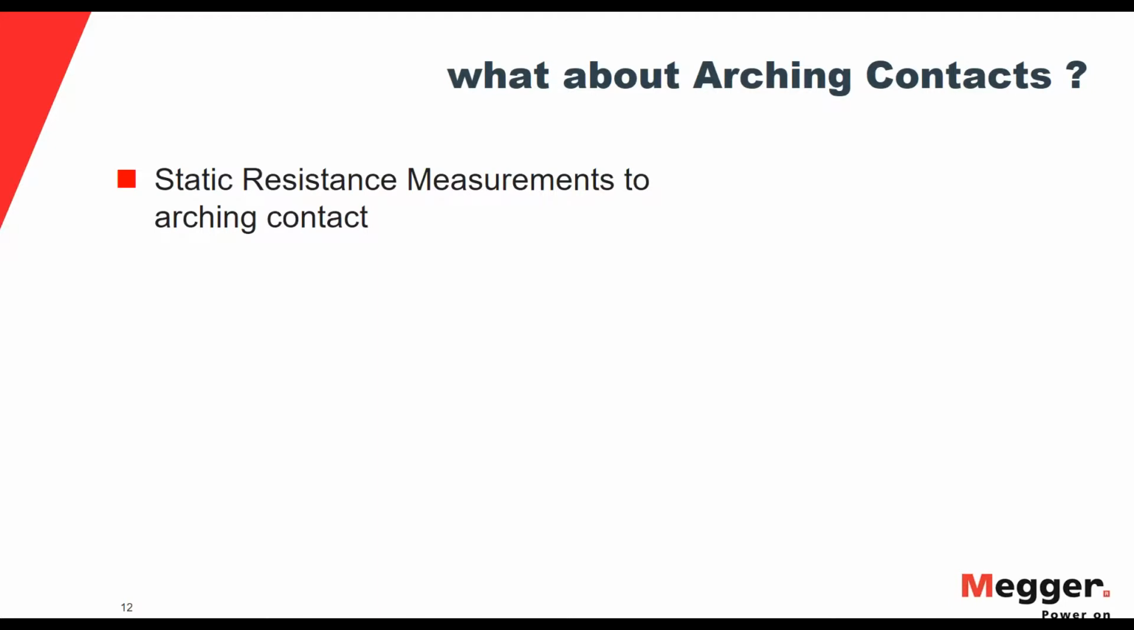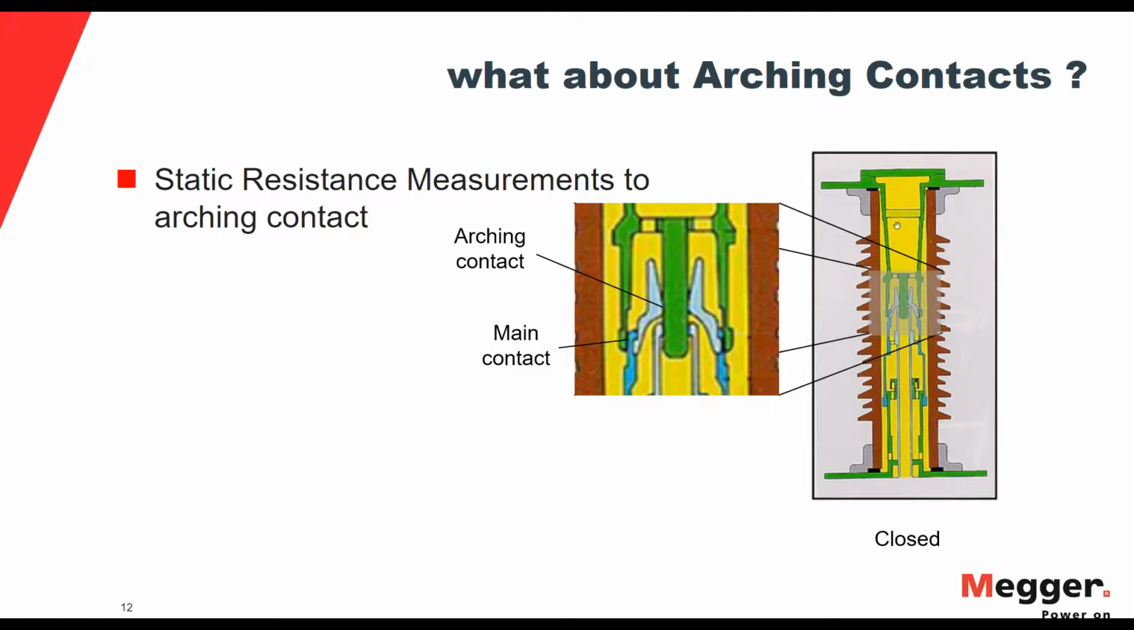Now, static resistance measurement, if I want to do it, usually it will be focused on the main contacts. But what about my arcing contact? It's still part of my contact system. So how can I do it using the static resistance measurement? Now, the way they build these arcing contacts, they usually are from a very tough material that have a slightly higher resistance value from the main contact.